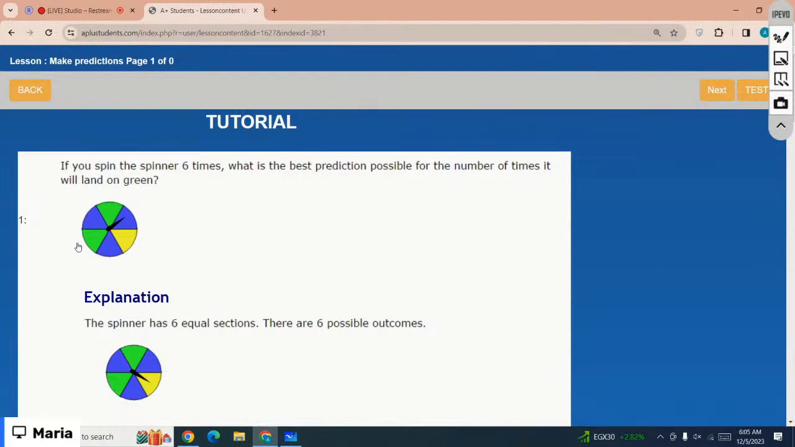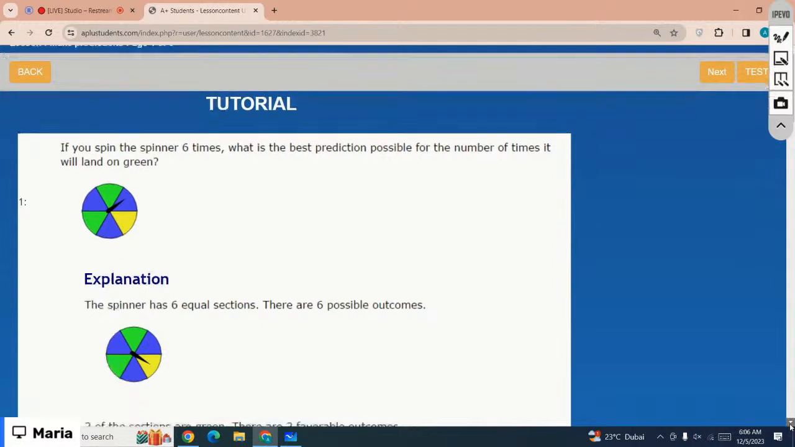If you spin the spinner 6 times, what is the best prediction possible for the number of times it will land on green? You didn't spin it, so you are going to predict how many times it will land on green. Let's see how many total portions: 1, 2, 3, 4, 5, 6. The spinner has total 6 portions.